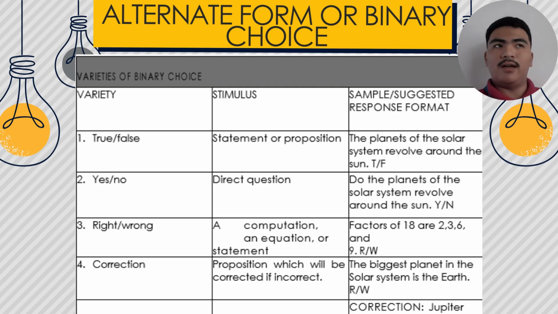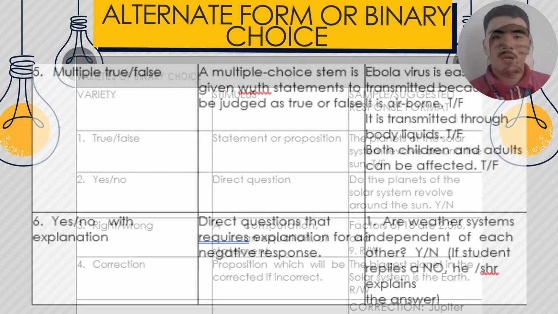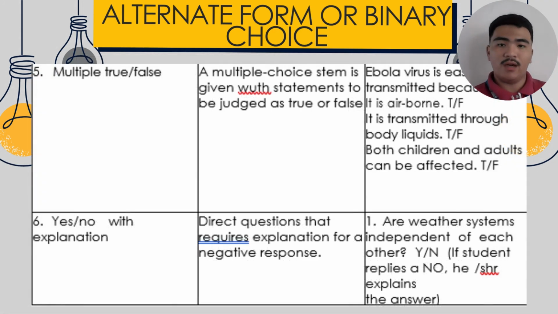You need to replace what is wrong in the situation or the given question. For example, the biggest planet in the solar system is the Earth. Now we know that Earth is not the biggest planet in the solar system. It is Jupiter. So the answer will be false, and then you replace Earth with Jupiter.